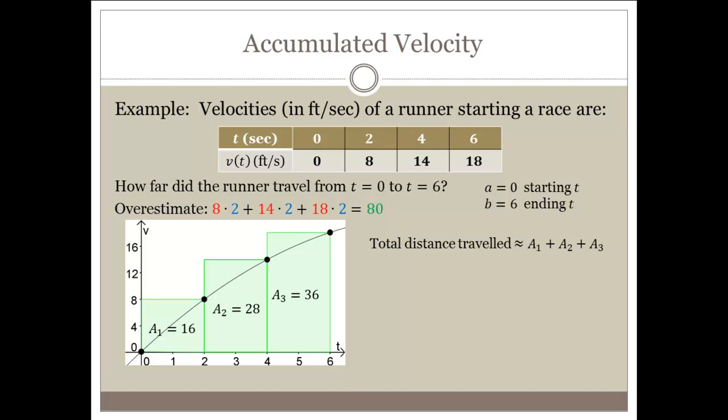And our approximation was that the total distance traveled was roughly the area of the first rectangle plus the area of the second rectangle plus the area of the third rectangle.